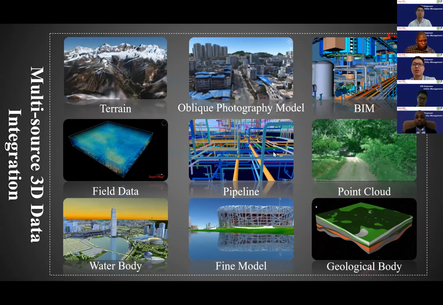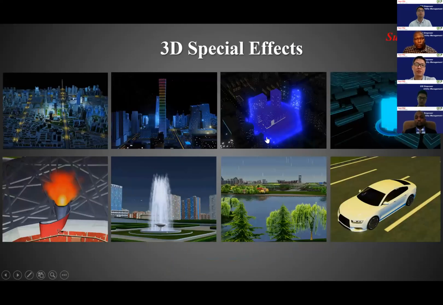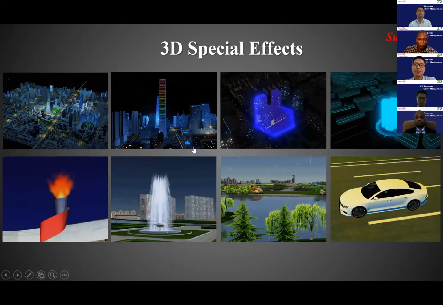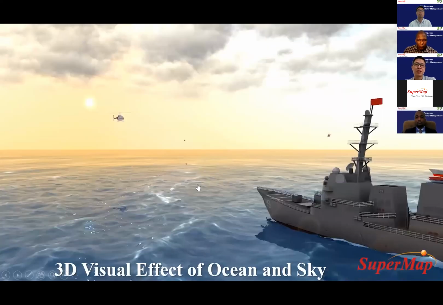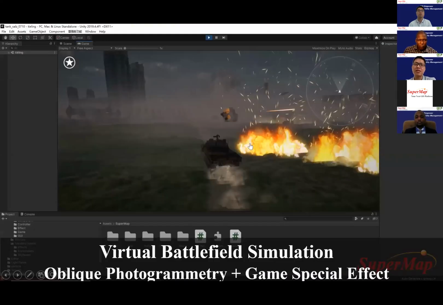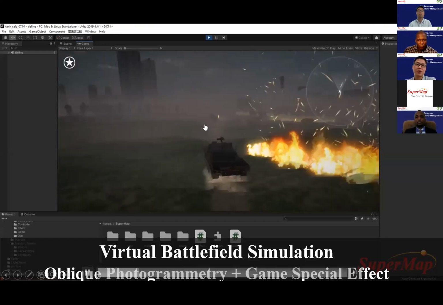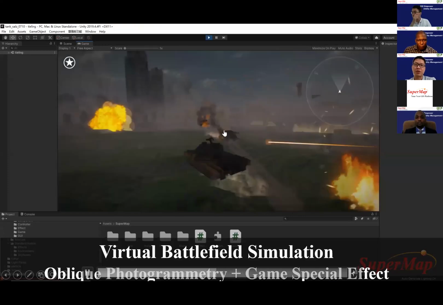Here is a quick look at our 3D spatial effects. This is an illustration of 3D visual effects of the ocean and the sky. And this is a combination of oblique photogrammetry and game spatial effects for simulating a virtual battlefield.